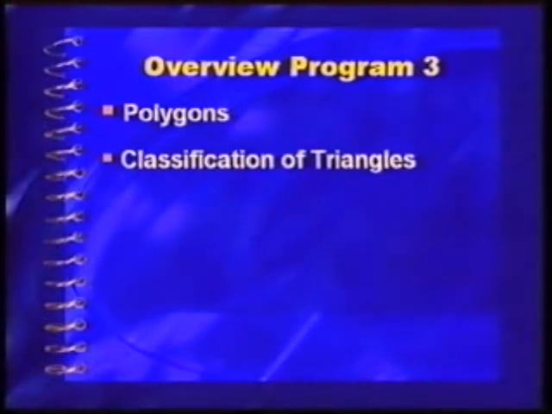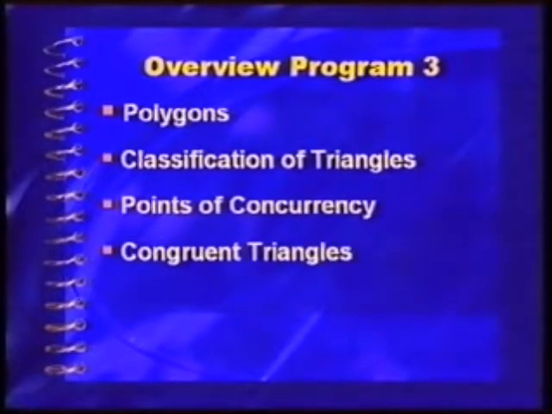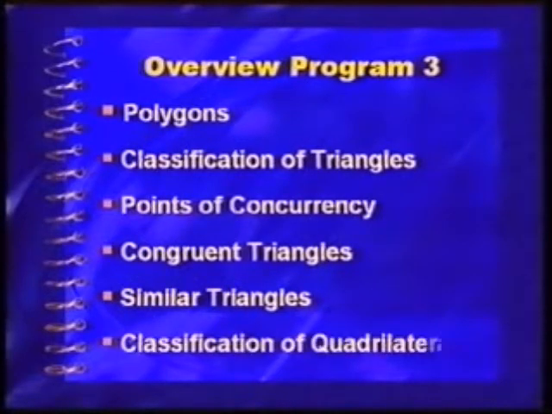And here we go, overview of Program 3. We look at polygons first. Then we have a look at different types of classifying triangles, points of concurrency. I'll tell you about that more when we get to it. Congruent triangles, similar triangles, they are quite important, probably more important than congruent triangles. And we finish off with the classification of quadrilaterals, and we'll do some examples on quadrilaterals, calculate perhaps the area of a parallelogram. Well, without further ado, let's get started.